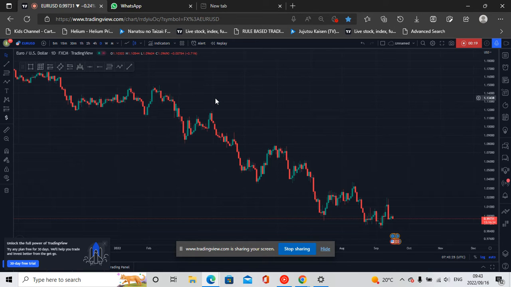We're back on the market on EURUSD, and there's something I saw here. We're just going to start by using trend lines, and I want to show you how the market actually behaves. The movement the market makes is a repetition. It repeats itself, so let me show you.